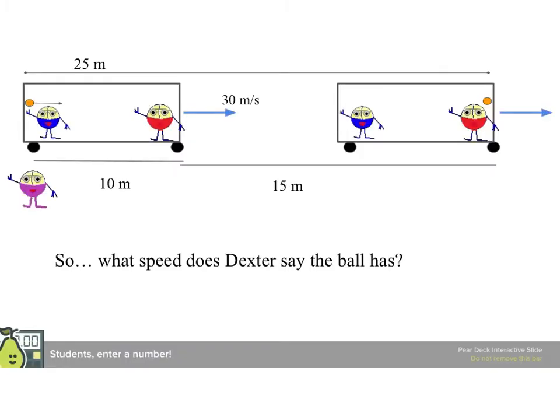Just to sew it all together then, what speed does Dexter say the ball has? What would he say its velocity is? In fact, we should probably talk about what velocity does Dexter say the ball has. And here it is as simple as saying the velocity that Dexter sees the ball take is going to be the distance the ball travels according to Dexter.